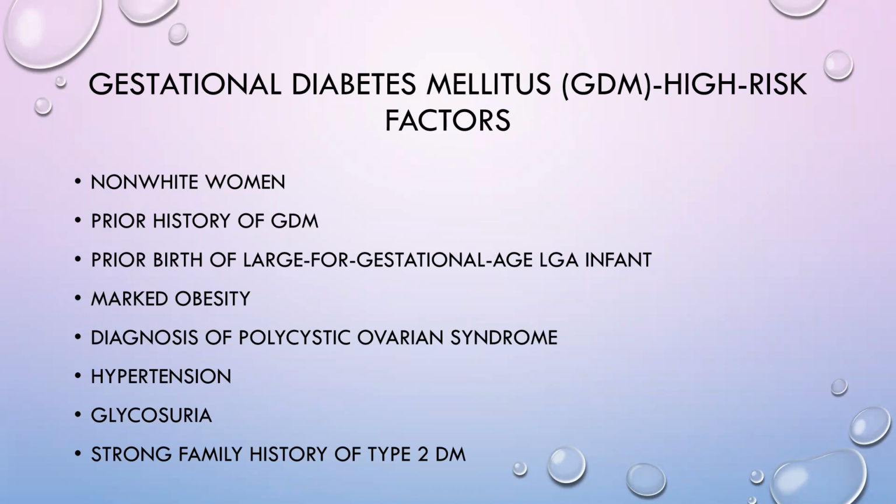Factors related to gestational diabetes that put women at high risk include non-white women, prior history of having gestational diabetes, marked obesity, a diagnosis of polycystic ovarian syndrome, and a strong family history of type 2 diabetes. Screening for gestational diabetes usually occurs between 24 and 28 weeks gestation.